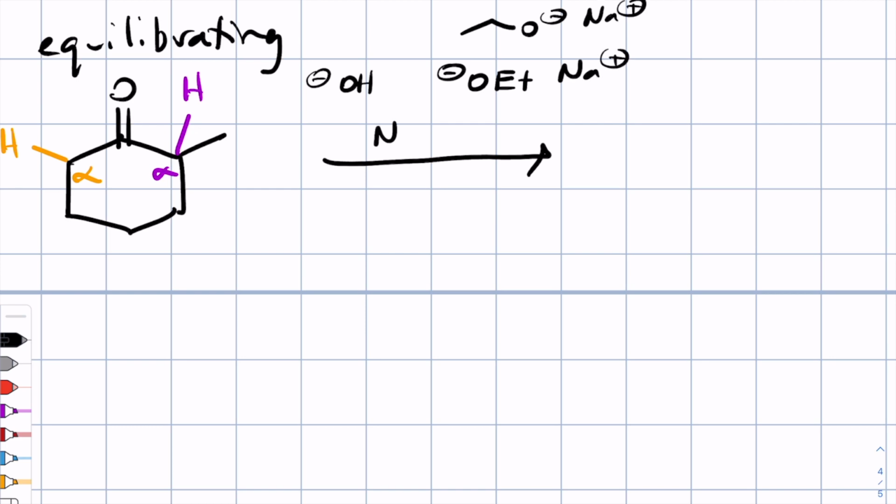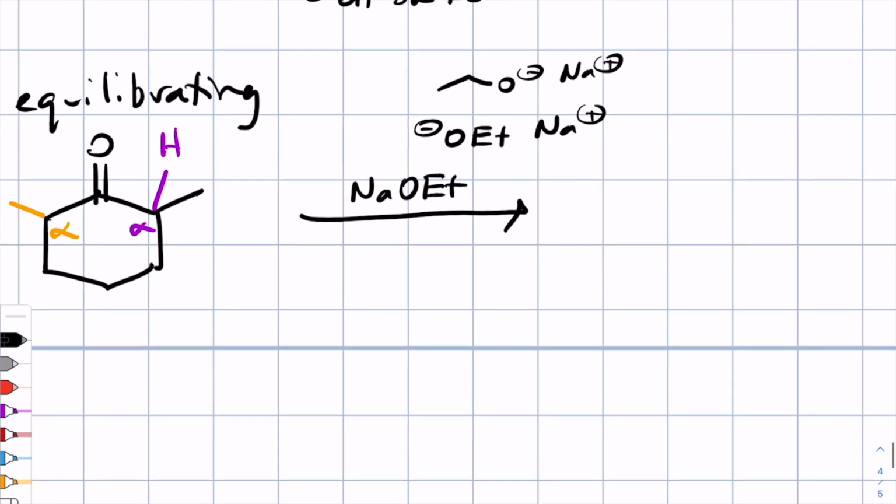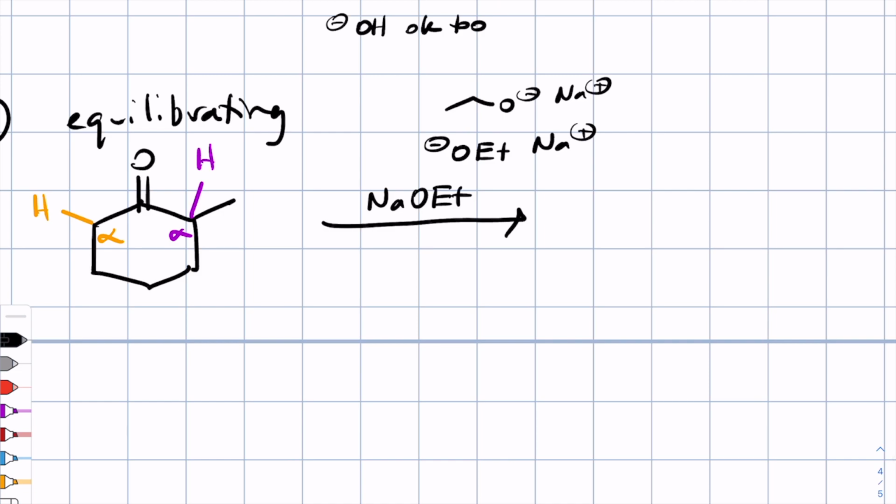which they abbreviate as NaOEt. Hydroxide would be okay here. I'm just going to use what your text uses. Some of this may have to do with solubility. Sodium ethoxide is soluble in ethanol as a solvent, an organic solvent in which a lot of organic starting materials are soluble. So this is probably simply a solubility choice rather than any difference in reactivity.